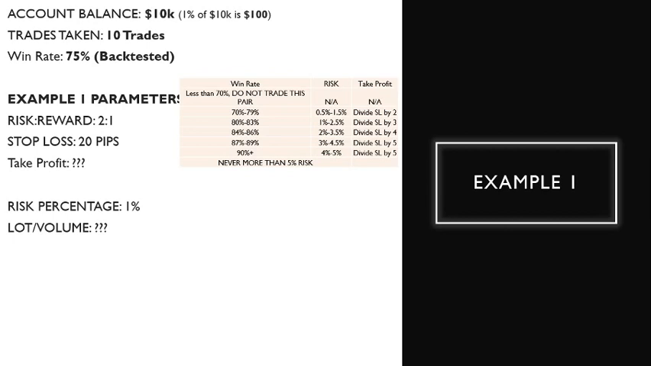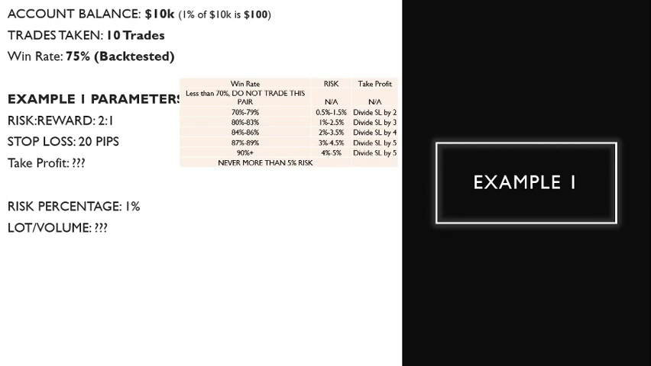All right, so our account balance is 10 grand. We have a 1% risk on a $10,000 account, and so we're only risking $100. We took 10 trades, and our win rate, we back tested it to be 75% accurate. Now, we've decided that we're going to use a 2 to 1 risk to reward because we could do that, right? 70 to 79%. Our stop loss is 20 pips. If our stop loss is 20 pips, what's our take profit?